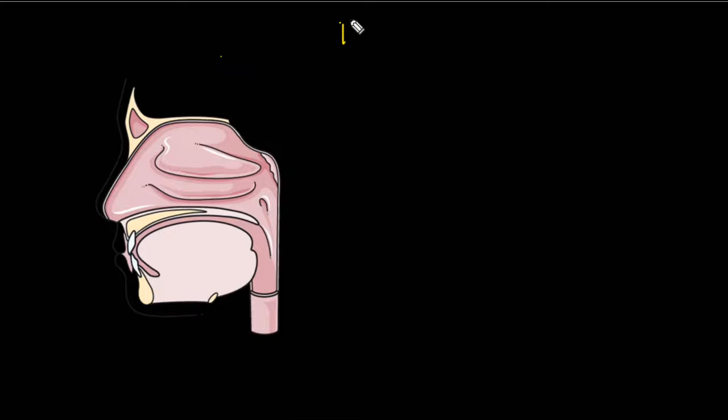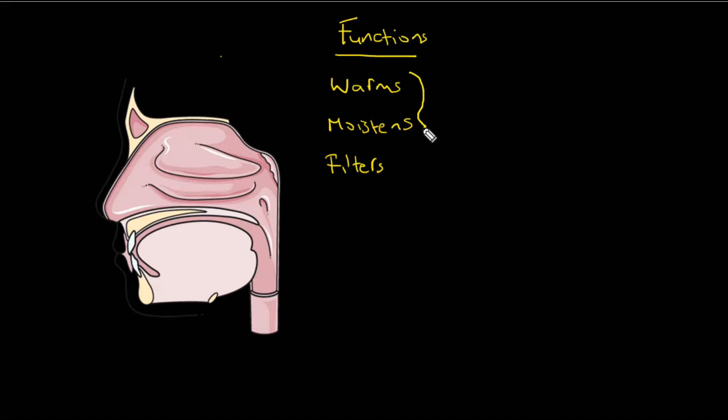So we need to quickly talk about the functions of the nose as it relates to respiratory function. The three main functions: it warms, it moistens, and it filters the air that comes through. So the vestibule, remember this area here, is lined with hairs. Lined with cilia. And these filter out large dust particles, so it acts as a filter.